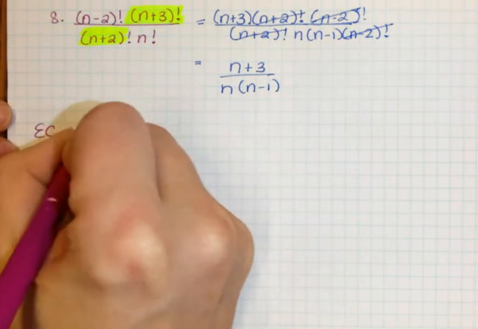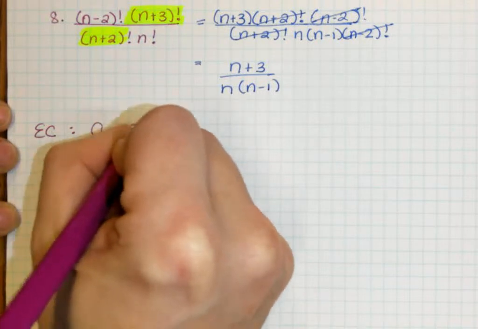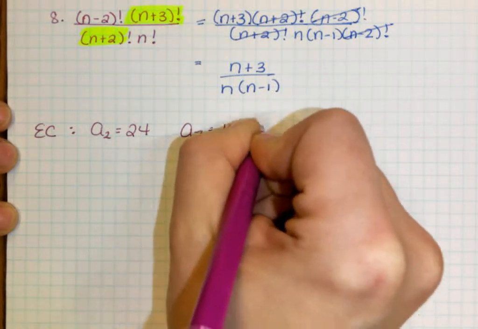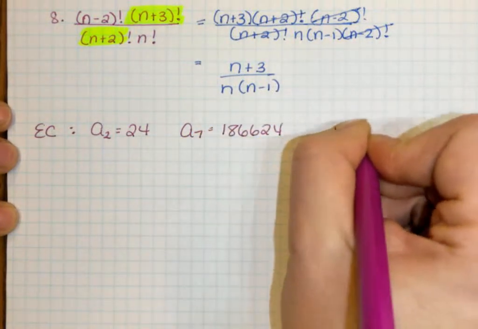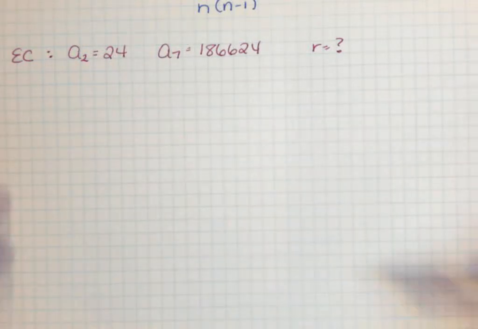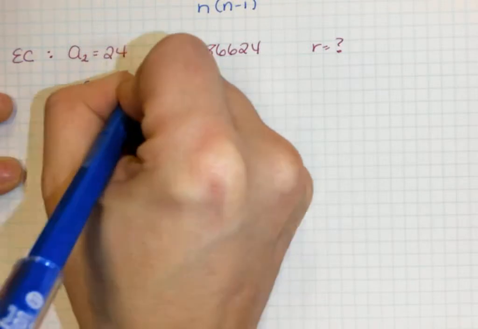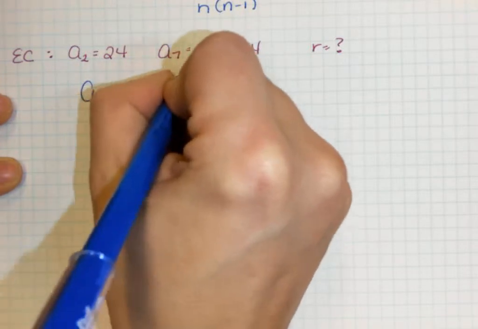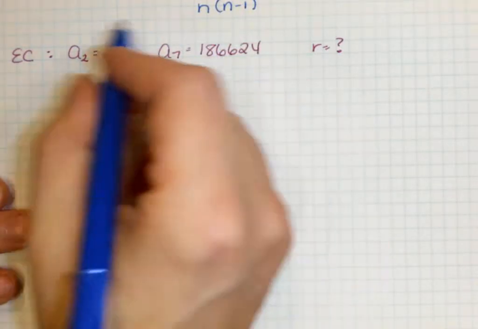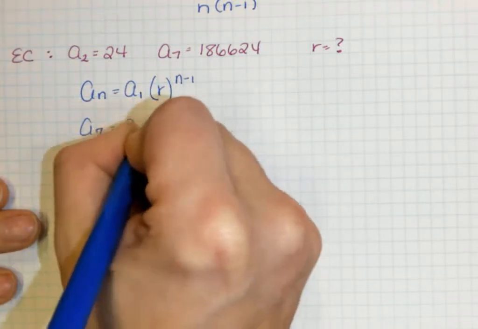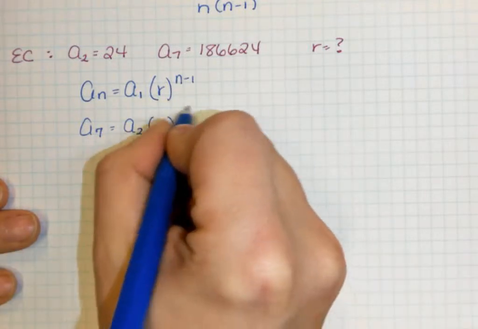So the extra credit said the second term was 24. The seventh term is huge. And we're looking for R, which should tell me what kind of a thing I am dealing with here. We're going for geometric, right? And for geometric, my formula says the nth term is the first term or any other term times R to the N minus 1. So I'm going to grab these pieces and put them in. I'm going to have the seventh term, the second term. I'm looking for R. What's going to go up here?